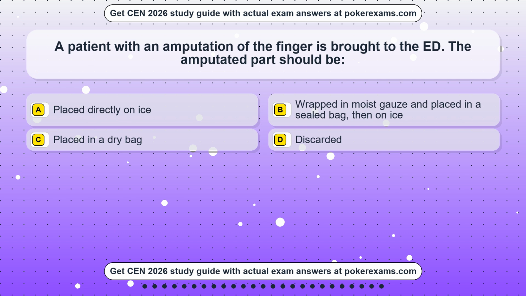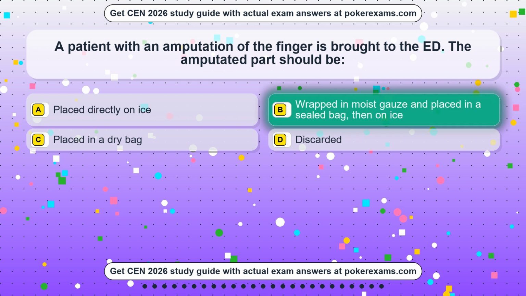Question 25. A patient with an amputation of the finger is brought to the ED. The amputated part should be: Option A, placed directly on ice. Option B, wrapped in moist gauze and placed in a sealed bag, then on ice. Option C, placed in a dry bag. Option D, discarded. The correct answer is option B. Wrapped in moist gauze and placed in a sealed bag, then on ice.